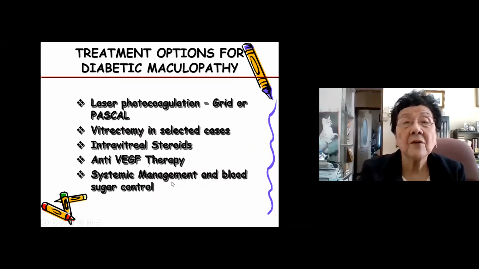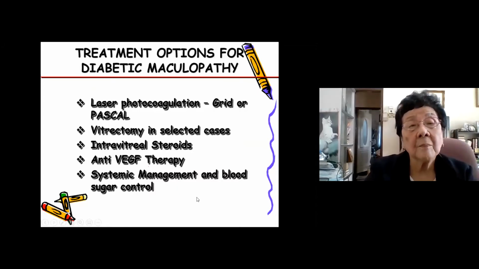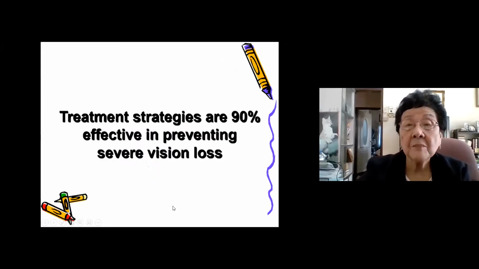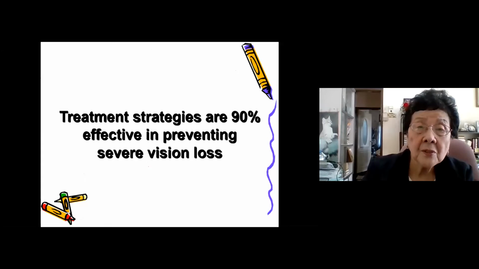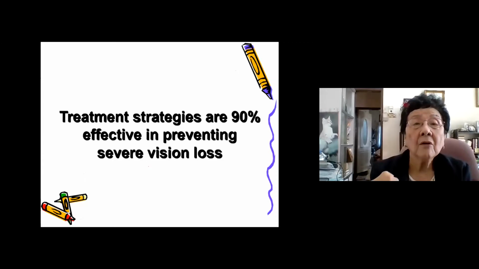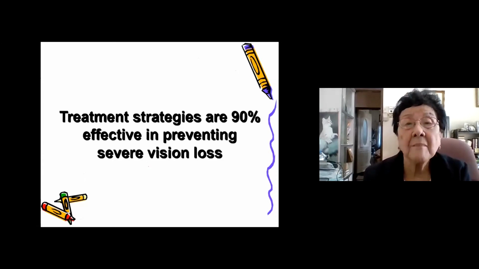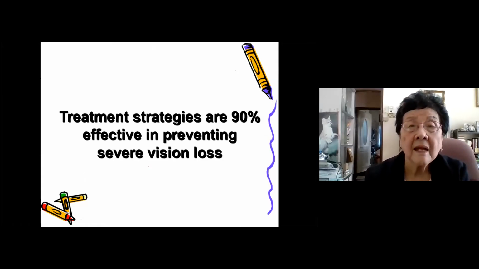The treatment options for diabetic maculopathy are laser photocoagulation, whether it's grid or Pascal, vitrectomy, and other procedures. The treatment strategies are 90% effective in preventing severe loss if we diagnose them early. And therefore, the onus is upon you as a sufferer of diabetes or a member of the family of the diabetic to opt for early treatment, early diagnosis, and early recovery.